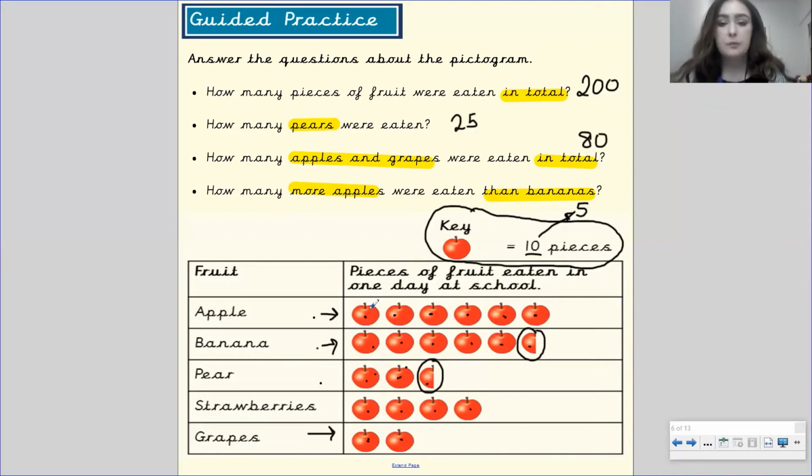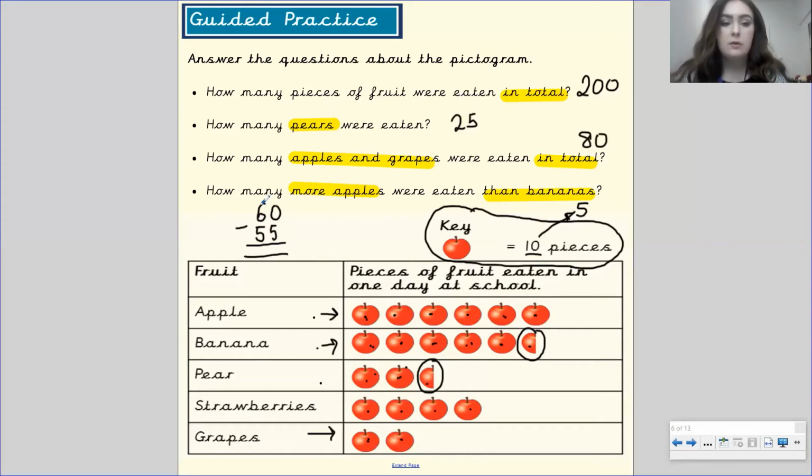So let's count up how many apples we have first, and then count up how many bananas we have, and then we'll subtract the amount of bananas from the amount of apples. So we've got 10, 20, 30, 40, 50, 60 apples. And now let's count up how many bananas. 10, 20, 30, 40, 50. We've got a half, so it's 55. So now we need to subtract.